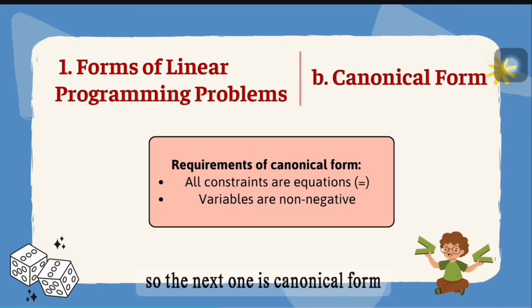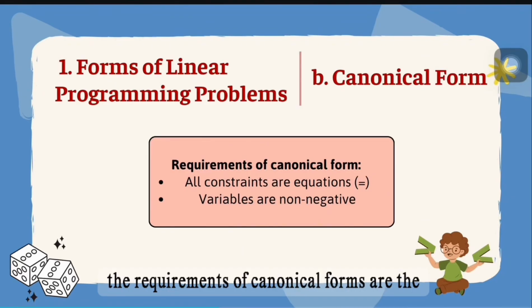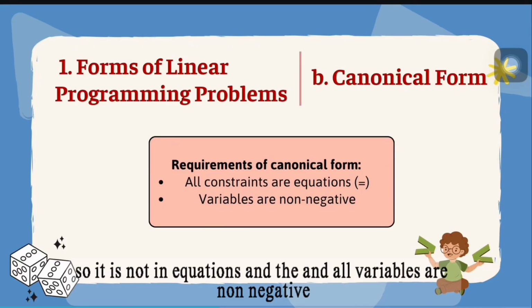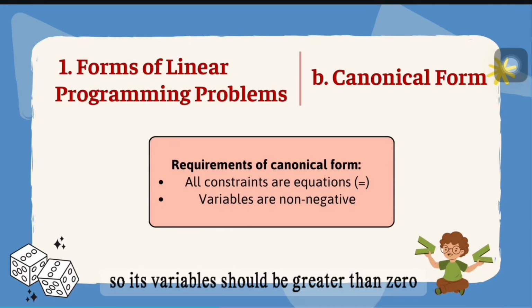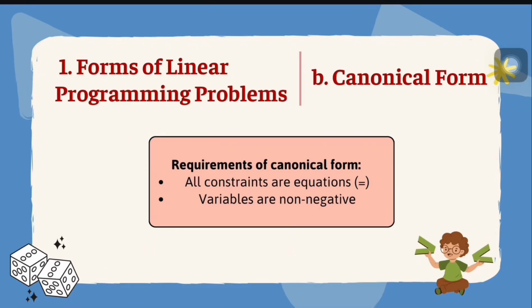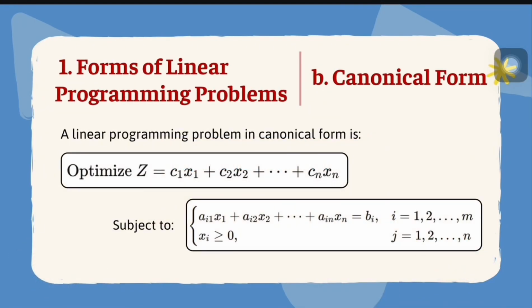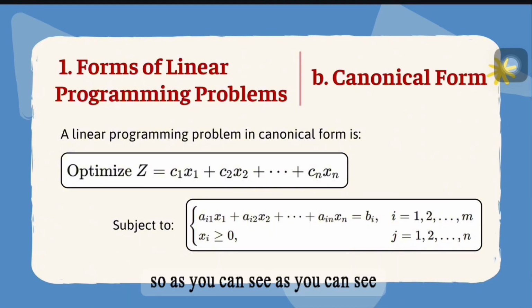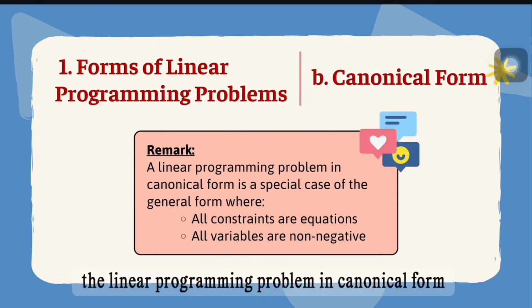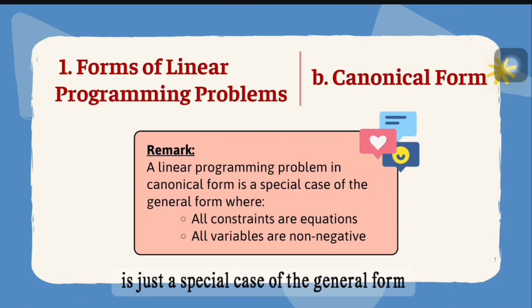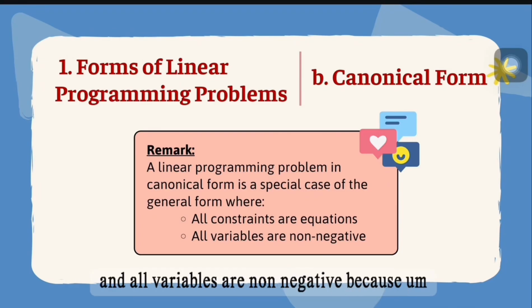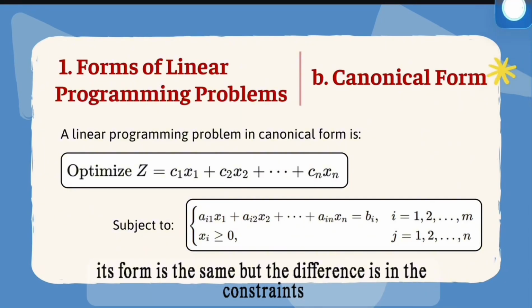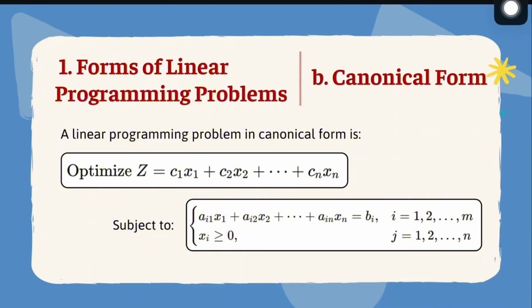The next one is the canonical form. The requirements of canonical form are that all the constraints have to be equations, not inequalities, and all variables are non-negative, so each variable should be greater than or equal to 0. And this is the linear programming problem in canonical form. As you can see, the linear programming problem in canonical form is just a special case of the general form, where all constraints are equations and all variables are non-negative, because the form is the same, but the difference is in the constraints.